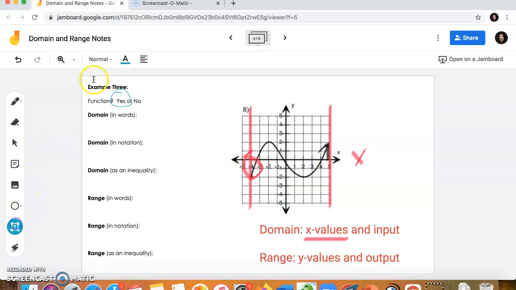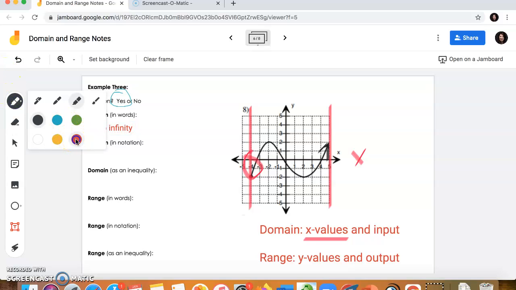So our domain in words is going to be -4 to infinity, and then to write that in function notation, it's going to be -4, comma, infinity, and then we also have to have our parentheses. And then as an inequality, it'll just be -4.